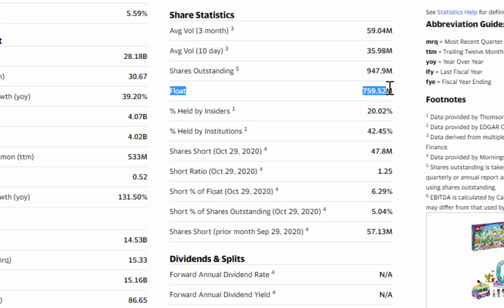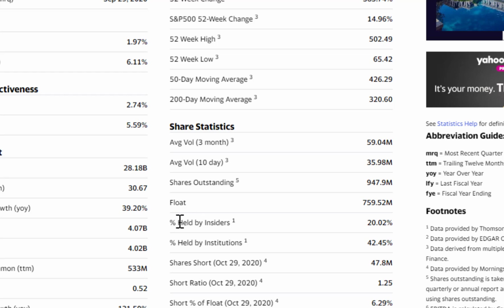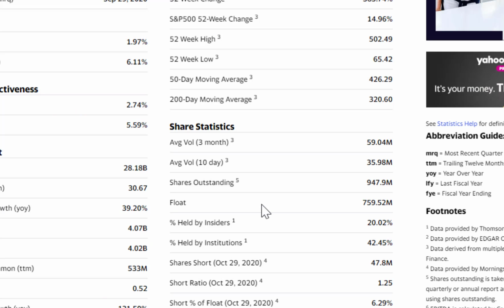The float is given to you, and also the percentage held by insiders. A big portion of the stock is held by insiders, which is normal, since Elon Musk is the CEO and holds a lot of shares as well. I don't know exactly all the closely held shares, but this is a good approximation. So 20% of shares held by insiders should be about 190 million. If I deduct this from the number of shares outstanding, this gives me about 758 million shares as float. Here it gives us 759, which is kind of close to what we computed.